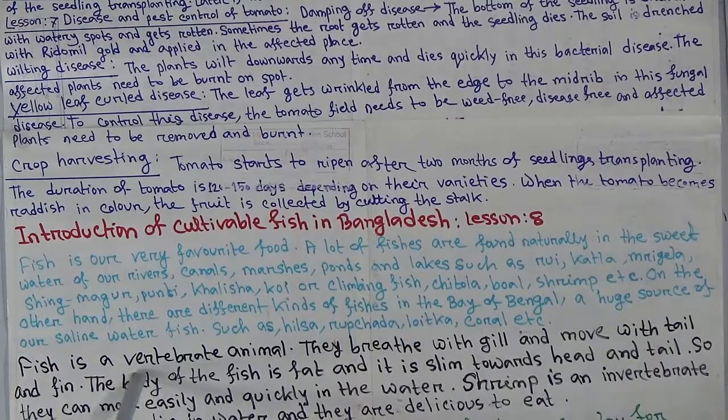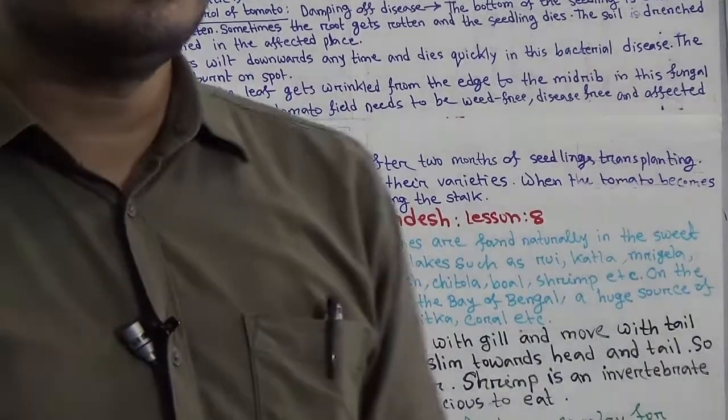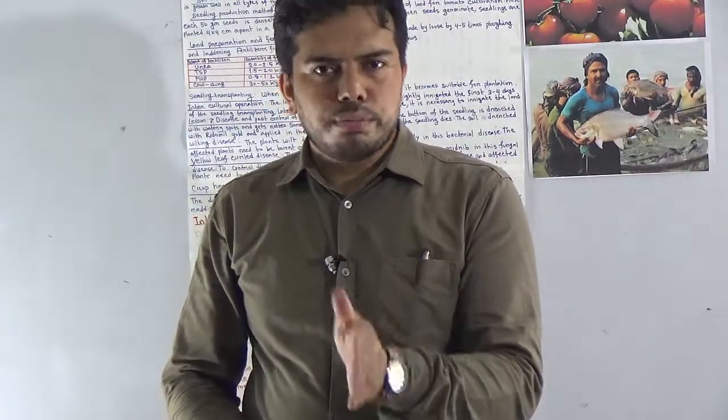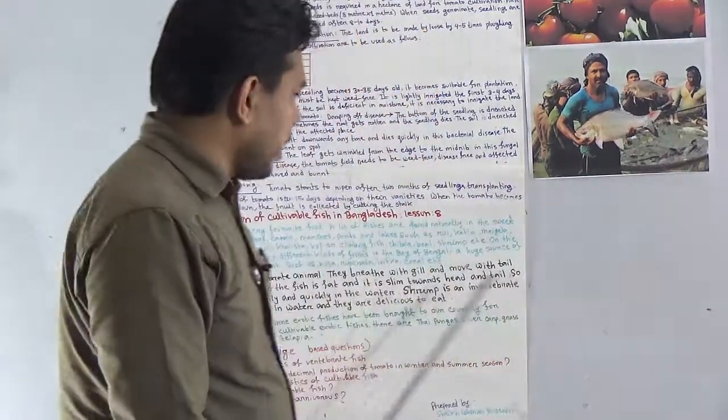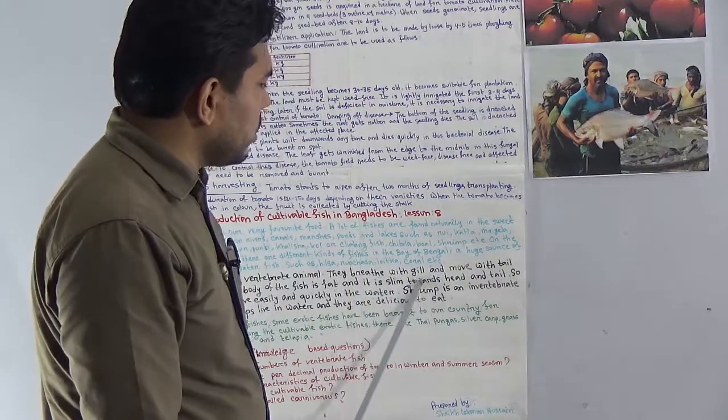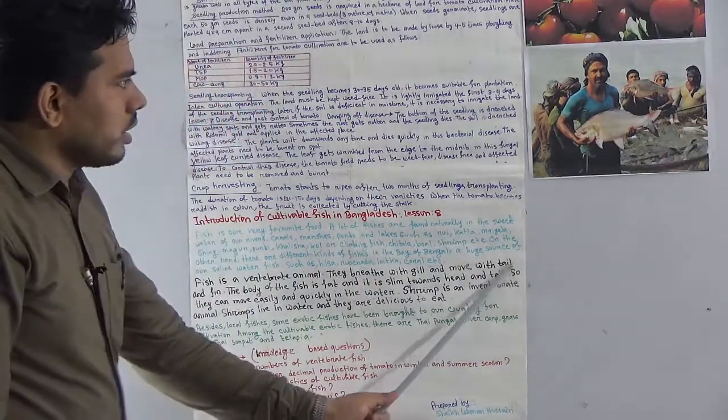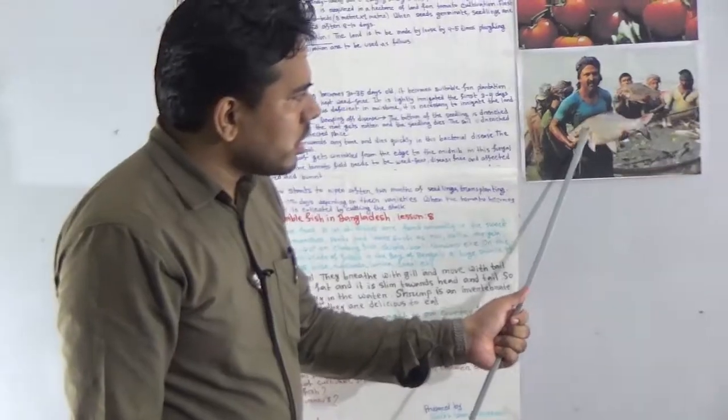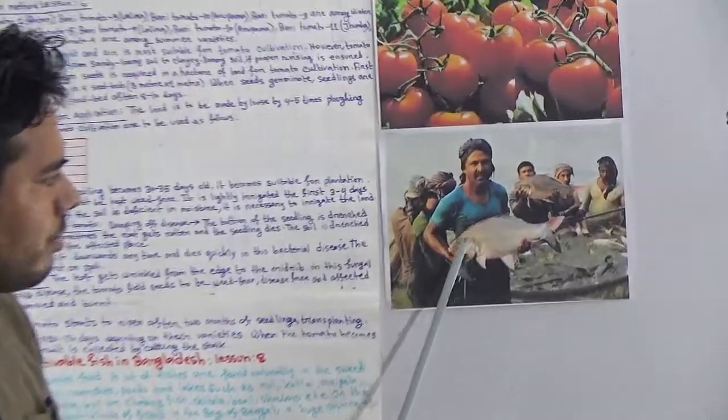Okay, fish is a vertebrate animal. Vertebrate means which possesses a backbone in its body, and they breathe with gills and move with the tail. You can see the picture. This is a gill of a fish.